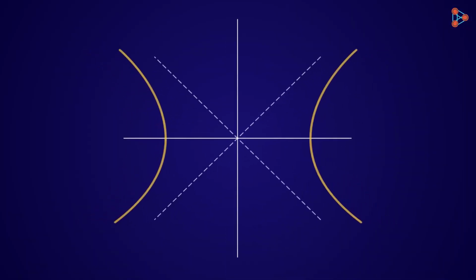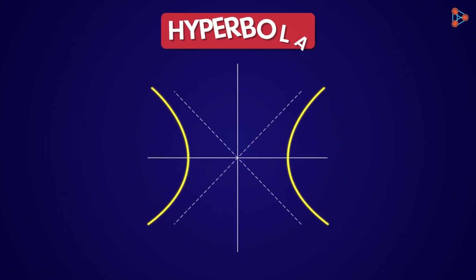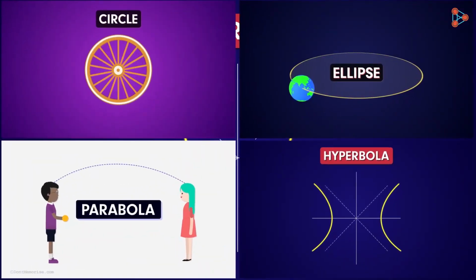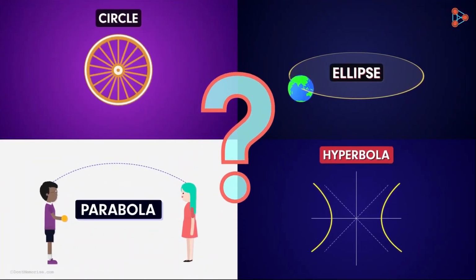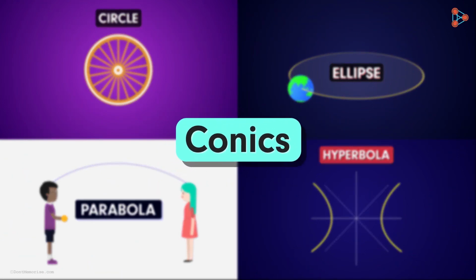There is another curve that we will see. It looks like this. It has two curves placed on either side of the axis. This curve is called a hyperbola. Interestingly, all these curves we just saw have just one thing in common. Can you guess what that is? They all come under a common category called conics.